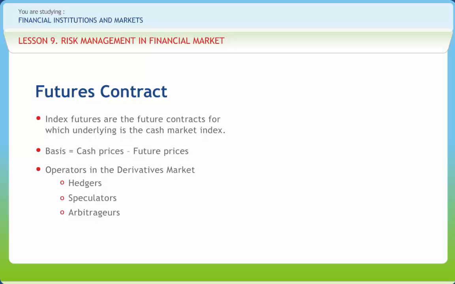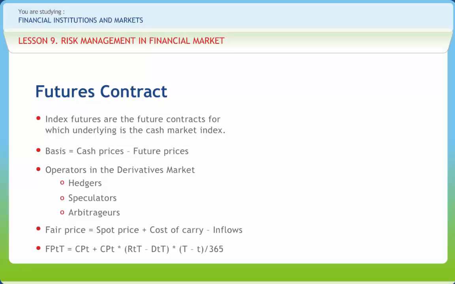Next is pricing futures. Fair price equals spot price plus cost of carry minus inflows. FPT is the fair price of the asset at time t for time T. CPT is cash price of the asset. RTT is the interest rate at the time t for the period up to T. DTT is inflows in terms of dividend or interest between t and T. Cost of carry equals financing cost, storage cost, and insurance cost.